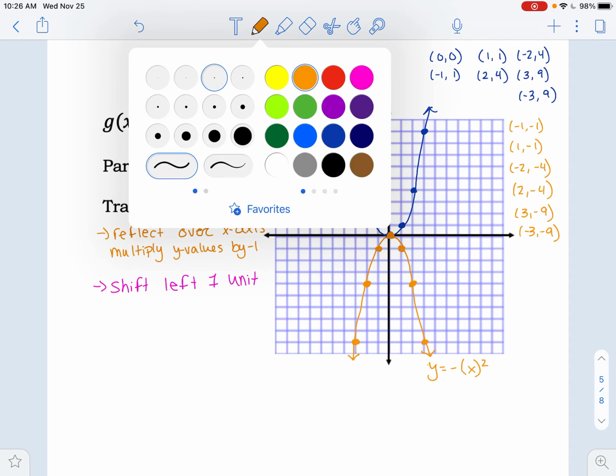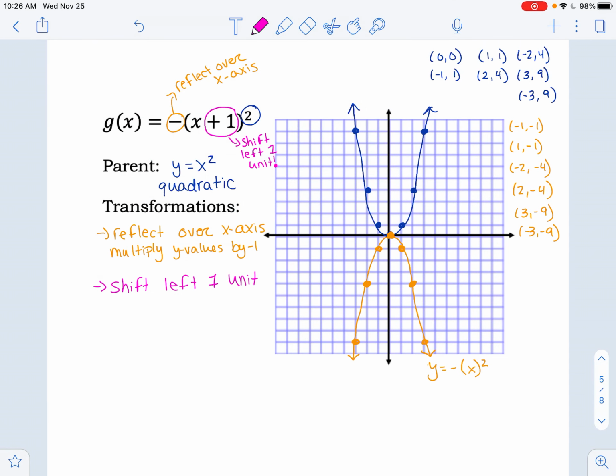But now I've got to move all of those points to the left 1 unit. So it's going to get kind of smushy in here. But the pink is just me moving each point to the left 1 space. So now the pink graph is the final graph with both transformations. So that's my g of x equals negative x plus 1 squared. Like I said, that is my pink graph.